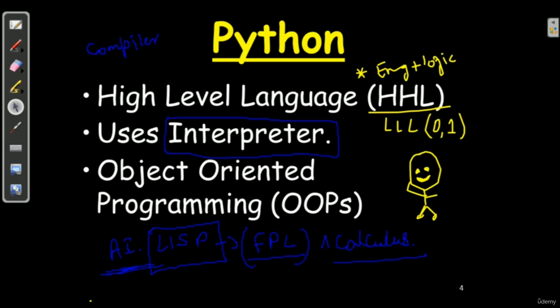So that's all about Python that we needed to learn before we start Python itself.